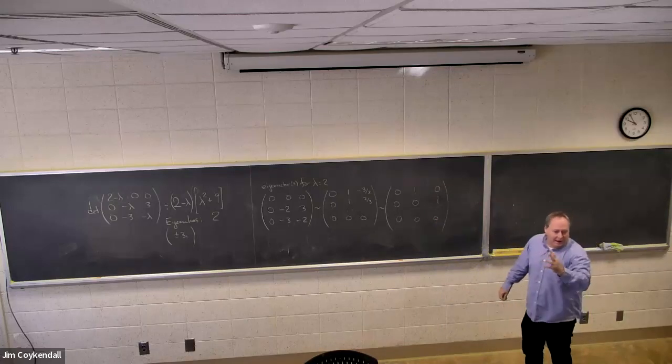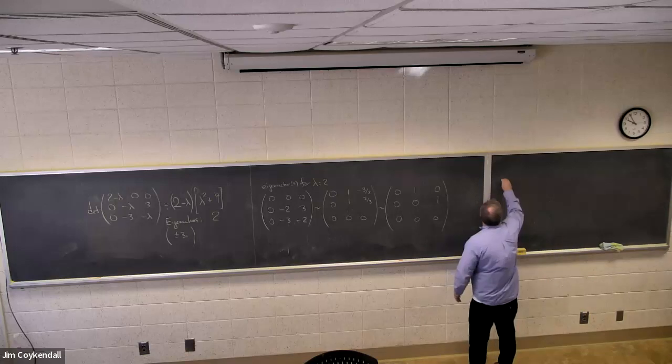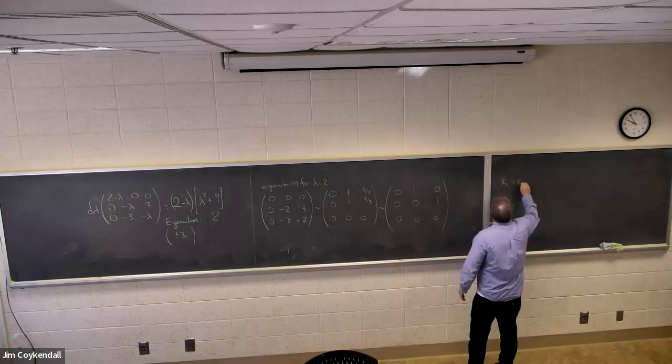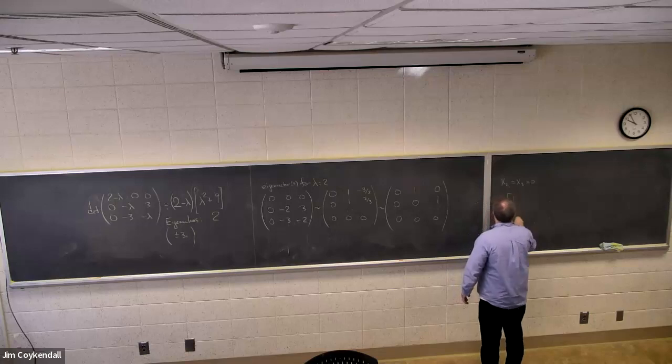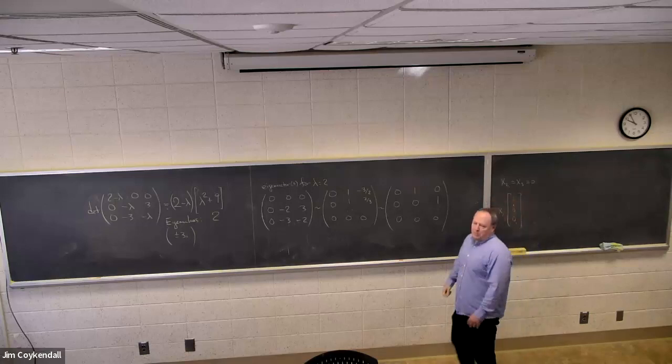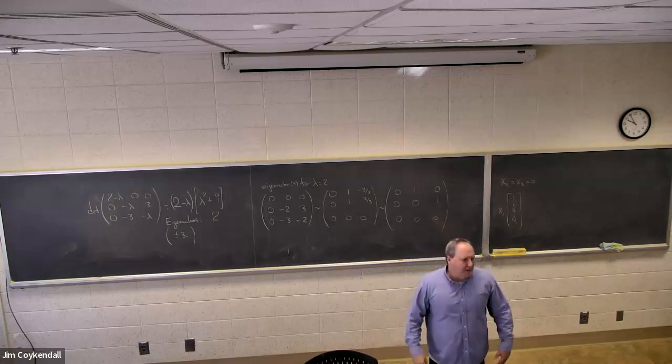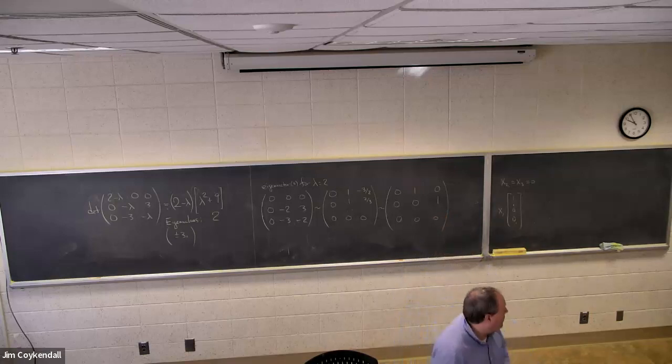And so what's the solution to this? Well, I get x2 and x3 are 0. So my eigenvector looks something like this: any multiple of (1, 0, 0). The other two, I don't have real ones for.